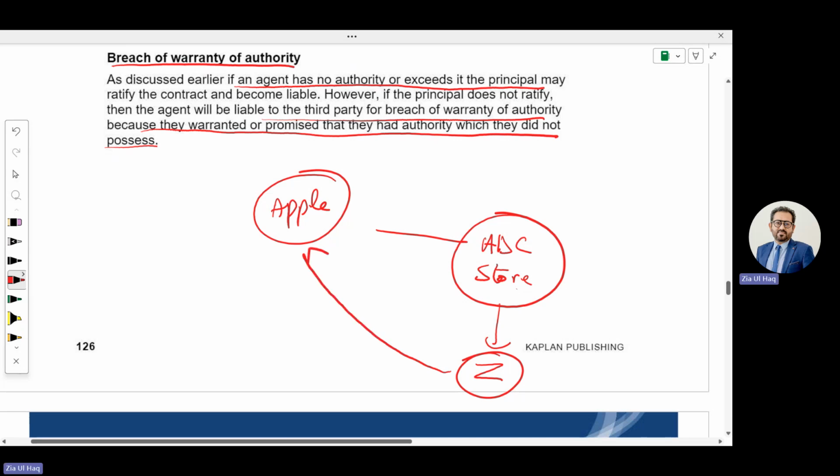They move to Apple for a warranty claim. Apple either can ratify or can deny. Or say there was a contract between Apple and ABC Store. Apple allowed ABC Store, you can provide a warranty up to 1 year. What is their authority? Up to 1 year warranty you can provide, offer. But they offered 2 years warranty to the customer. After 1.5 years, they went to Apple for a warranty claim. So Apple can deny because they performed a transaction beyond their limit. So who will be liable for that? ABC Store. This is breach of warranty of authority.